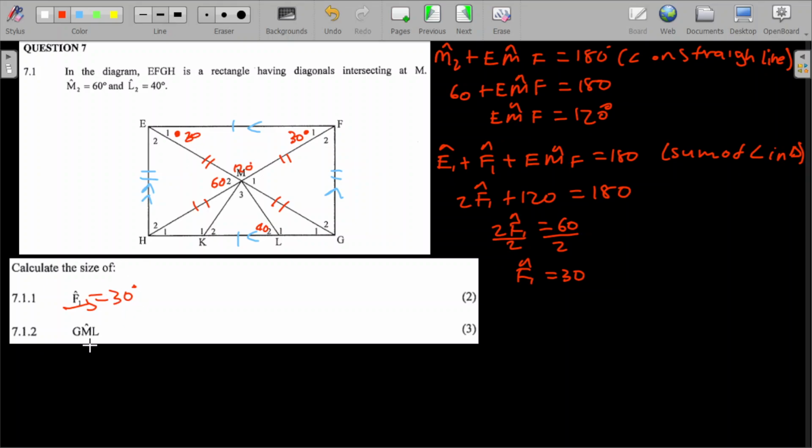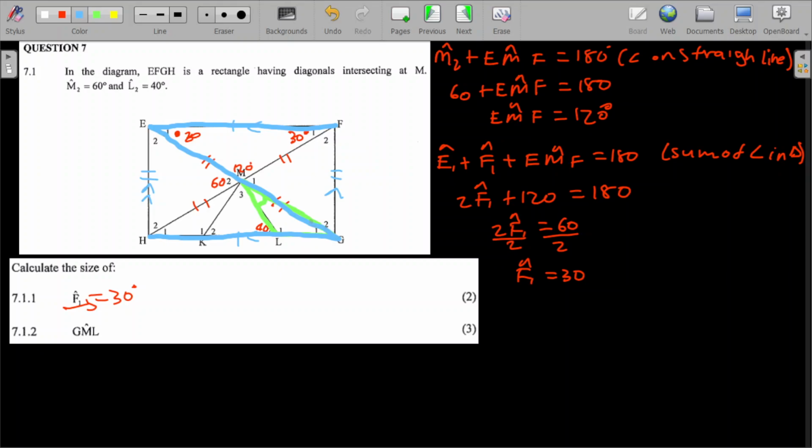Now they're also asking me to find GML. If I can highlight the triangle that we're talking about here, it is this triangle that is here, and the angle that we're looking for is this angle that is there. So how can we find that angle? First thing here, we know that these are parallel lines. This line is parallel to that one. So let me show you the angle that I'm going to talk about now, of these parallel lines.